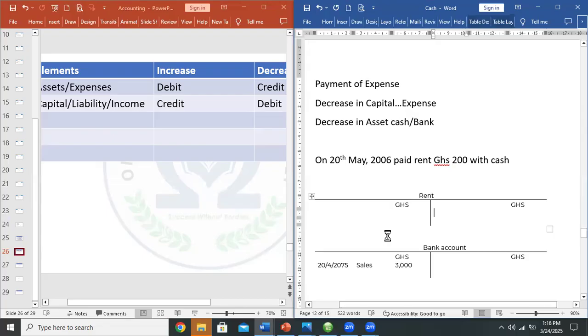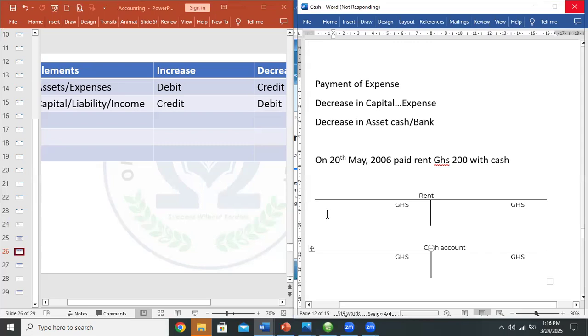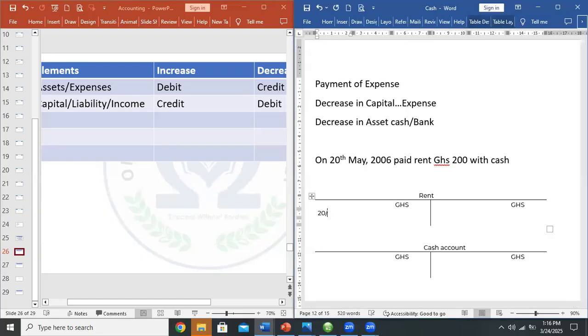Okay. So in the rent account, we make a debit entry because that is a decrease in capital. So 20th May 2006, the narration will be the other account, which is cash. You put the amount 200 there. And in the cash account, same day, 20th May 2006, we put the details rent 200. So that is it for when you pay an expense. Okay.